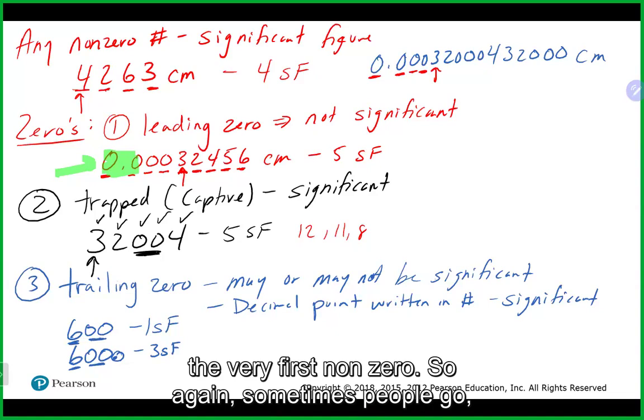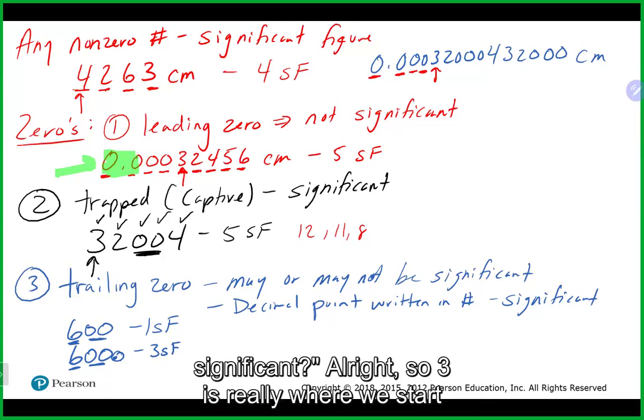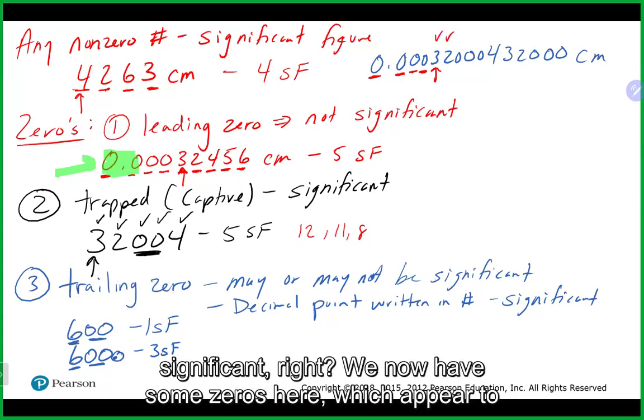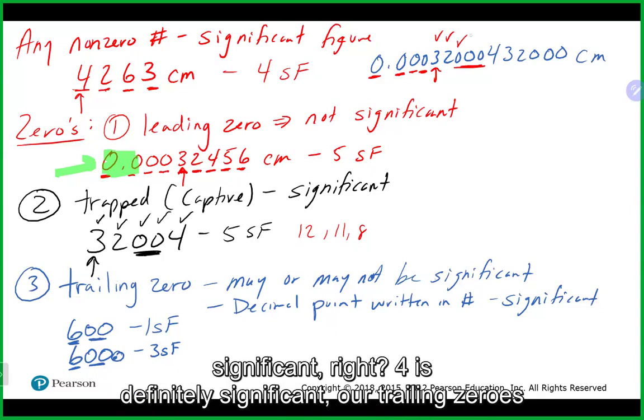So again, sometimes people go, well, it's after a decimal. Shouldn't those guys definitely be significant? All right, so 3 is really where we start counting in this case. 2 is definitely going to be significant, right? We now have some zeros here, which appear to be trapped between 2 non-zero numbers. So that means those are going to be significant, right? 4 is definitely.